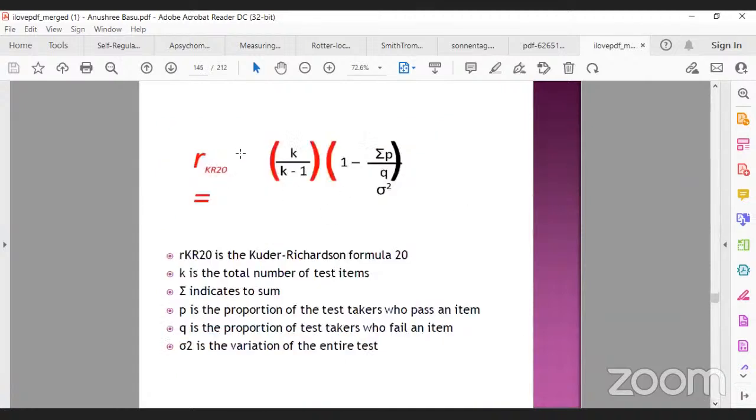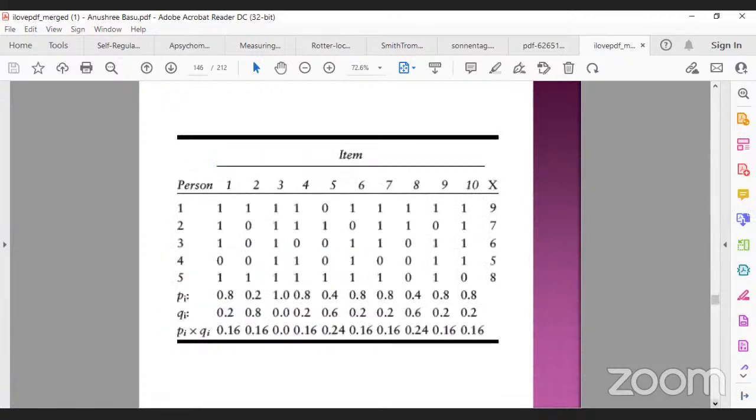This is the formula of Kuder-Richardson 20. K is the total number of test items. Summation indicates the sum. P is the proportion of test takers who pass the item. Q is the proportion of test takers who fail an item. And sigma squared is the variance of the entire test.